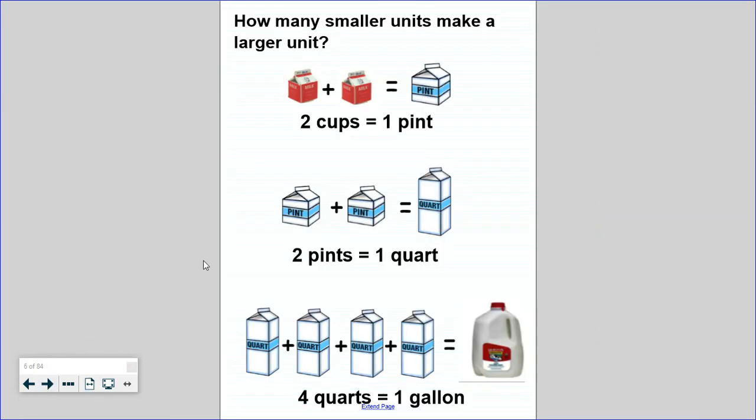Now, you will not need to memorize this in third grade, but you will start working with this as you get older. If you have a cup and then you have another cup, that is equal to 1 pint. So 2 cups equals 1 pint. Now, if you have a pint and then another pint, guess what? You've got a quart. So 2 pints equals 1 quart. If you have 4 quarts, that is equal to 1 gallon.